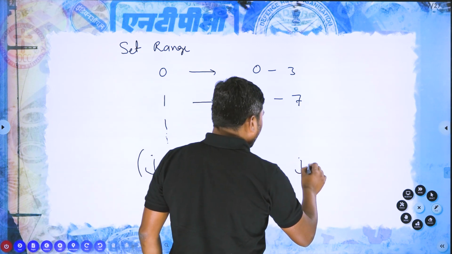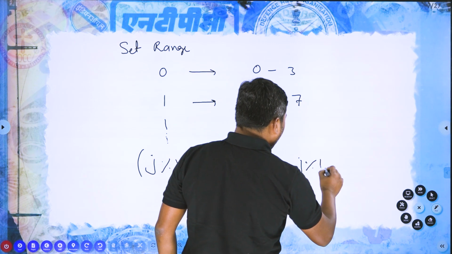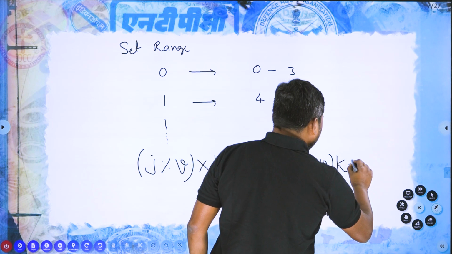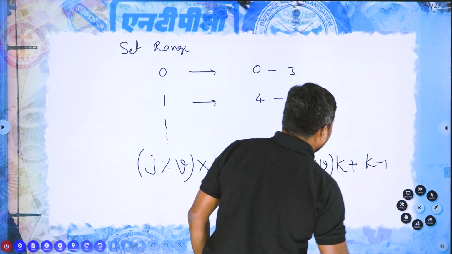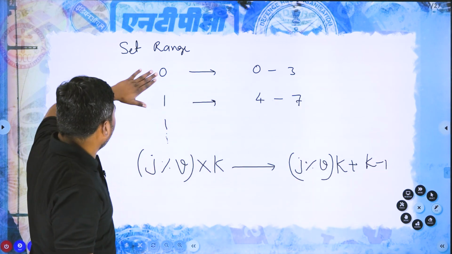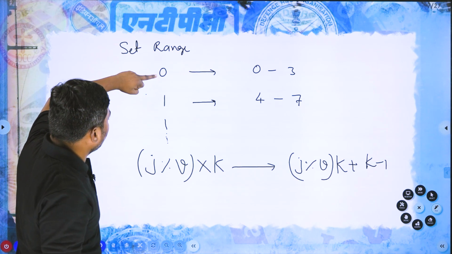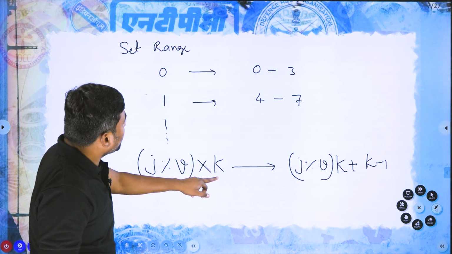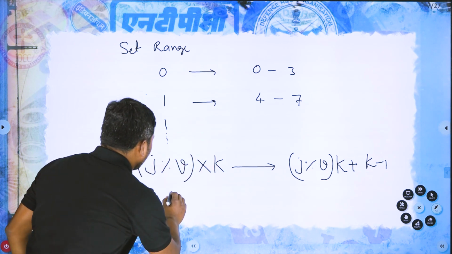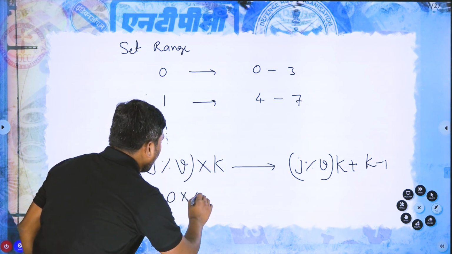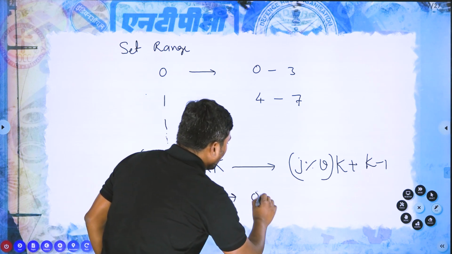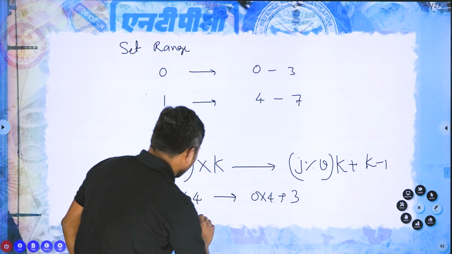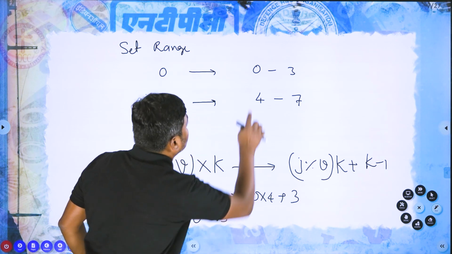So again, J modulo V into k, plus I have to add extra k minus 1. Will it give the range or not? See, in our example, suppose I take set number 0: J modulo V gives set number 0, into k, nothing but size 4, so 0 into 4 is 0. Also 0 into 4 plus 4 minus 1 is 3. So what is the range? 0 to 3, we will get it.